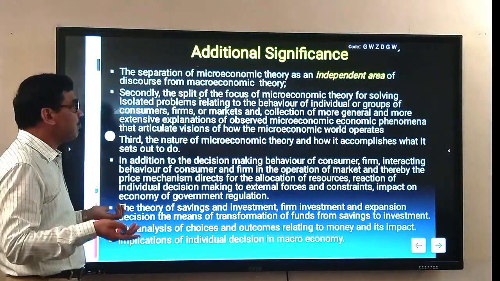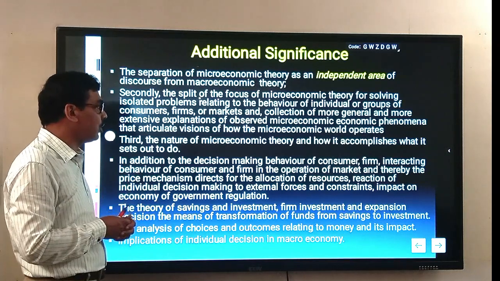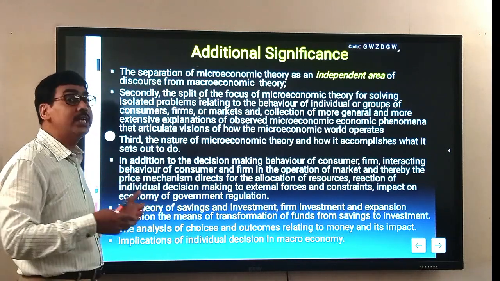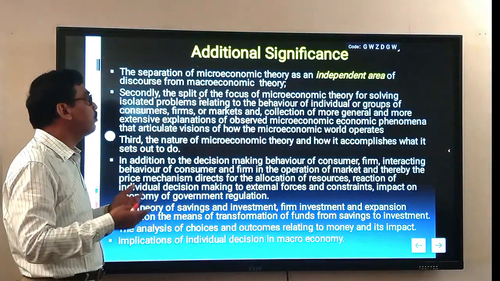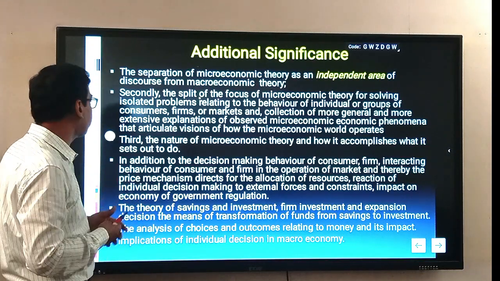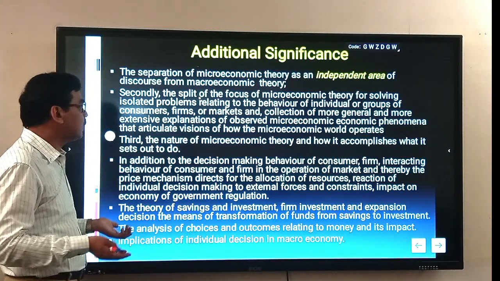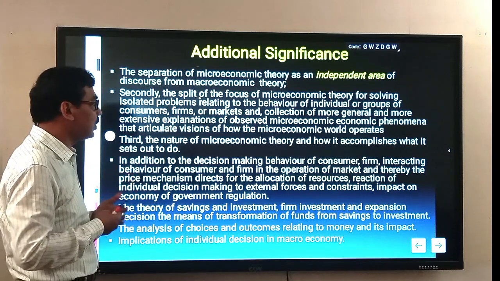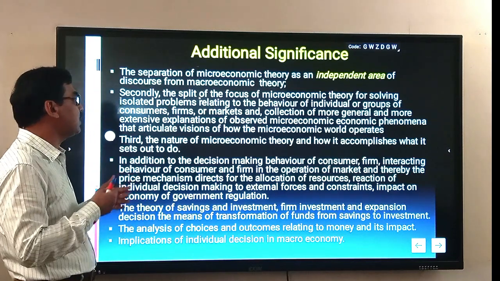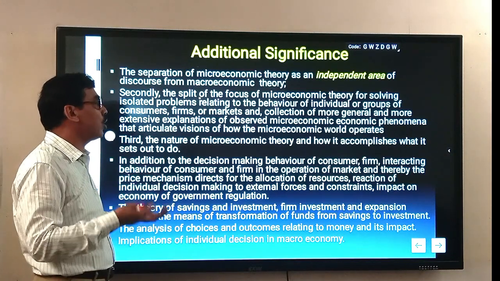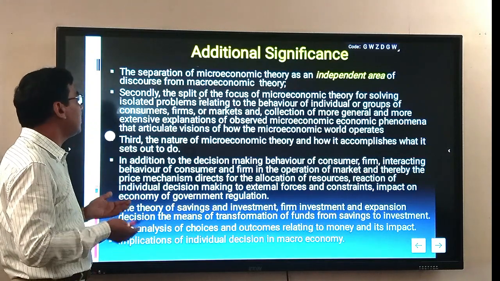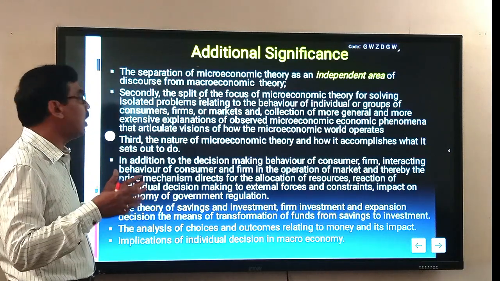Secondly, the split of the focus of microeconomic theory from solving isolated problems relating to the behavior of individuals or groups of consumers, firms, and markets, to a collection of more general and more extensive explanations of observed microeconomic phenomena that articulate visions of how the microeconomic world operates.